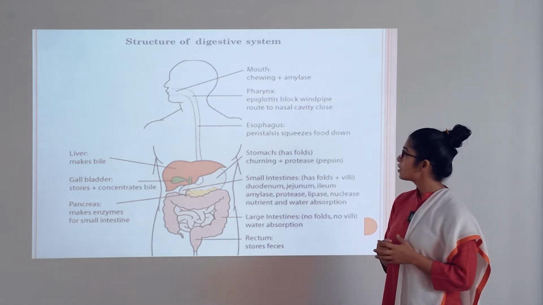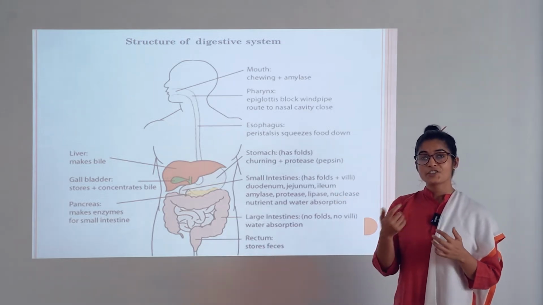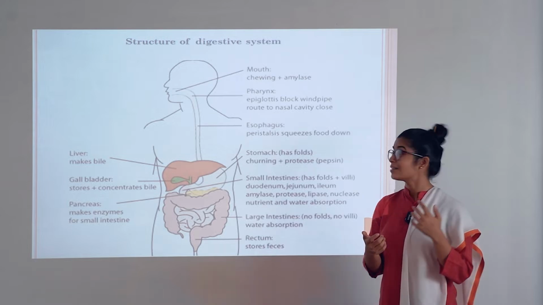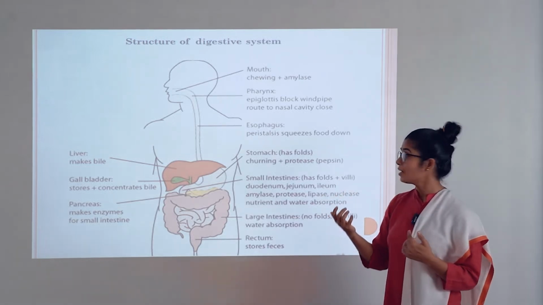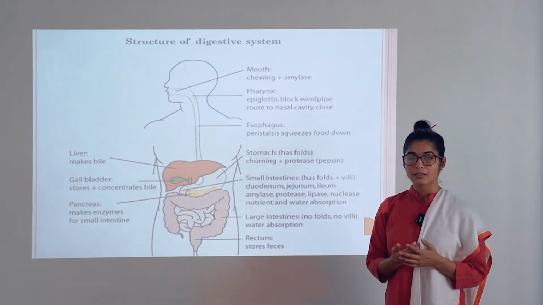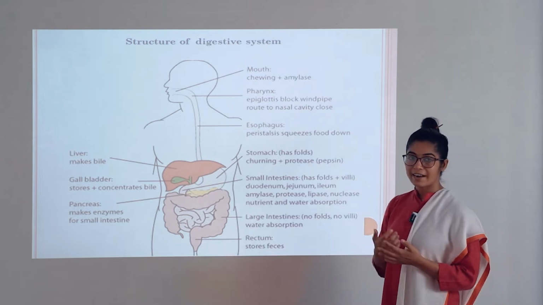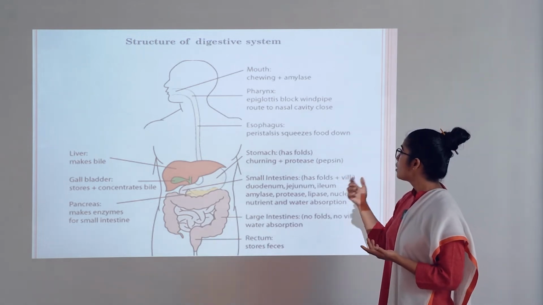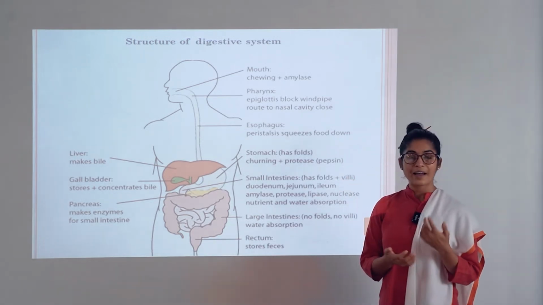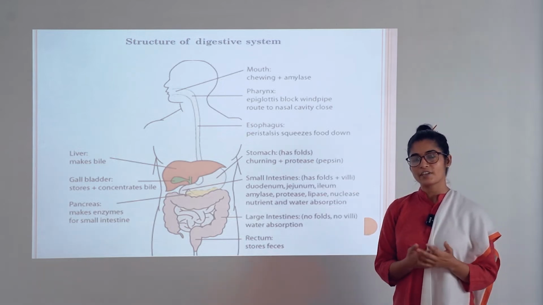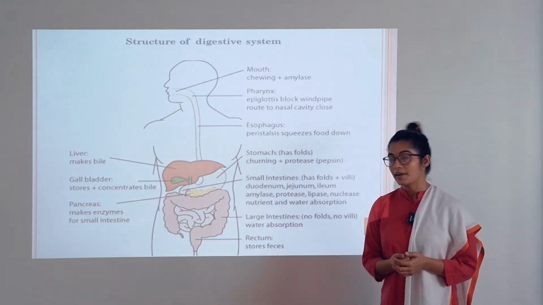Then there's one more thing about the mouth. The digestion of carbohydrate starts from here. There are different glands close to here, the salivary glands, which secrete an enzyme called amylase, which is helpful for the digestion of carbohydrate.